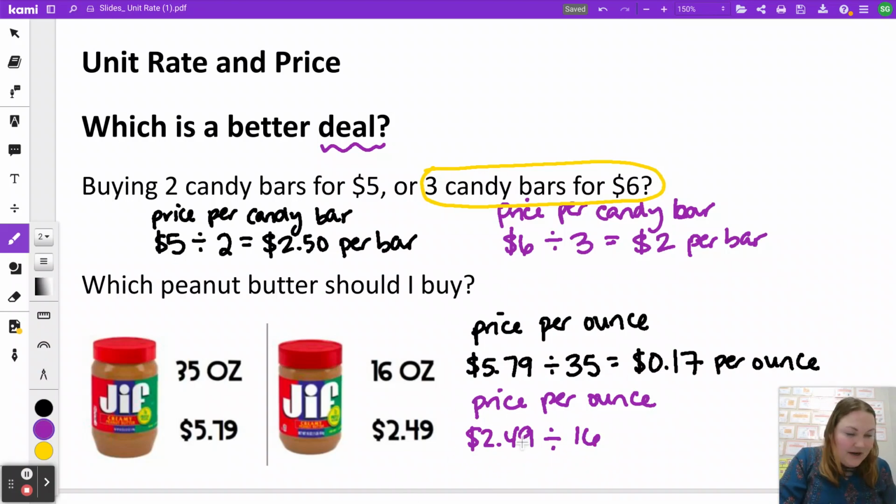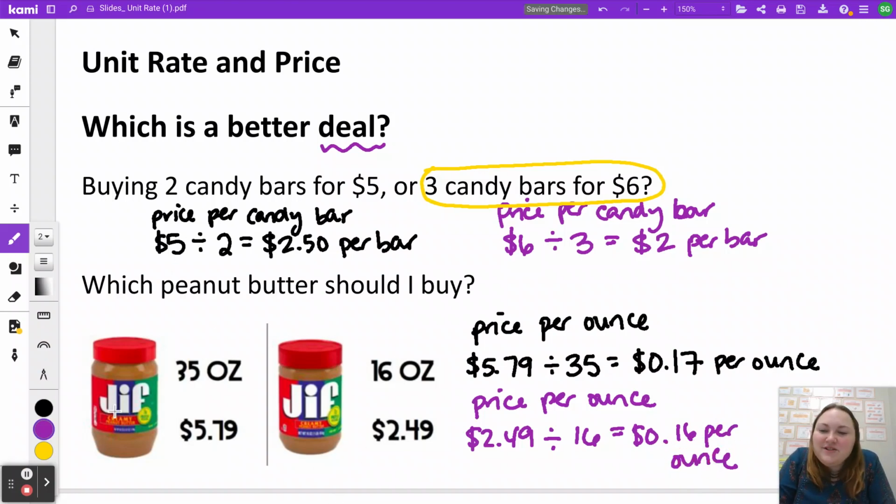So my price per ounce, I've got $2.49 that I'm dividing by 16, and that works out to be about 16 cents per, look, my face is in the way, per ounce. So similar question as above, which one is the better deal? Which peanut butter should I buy? If the only thing I'm caring about when I go shopping is the better deal, the one I should buy here would be our second option.